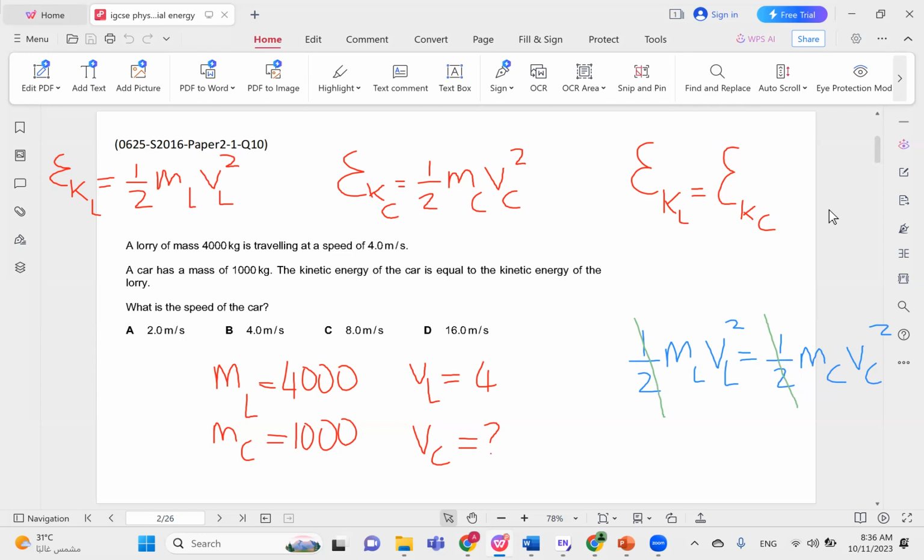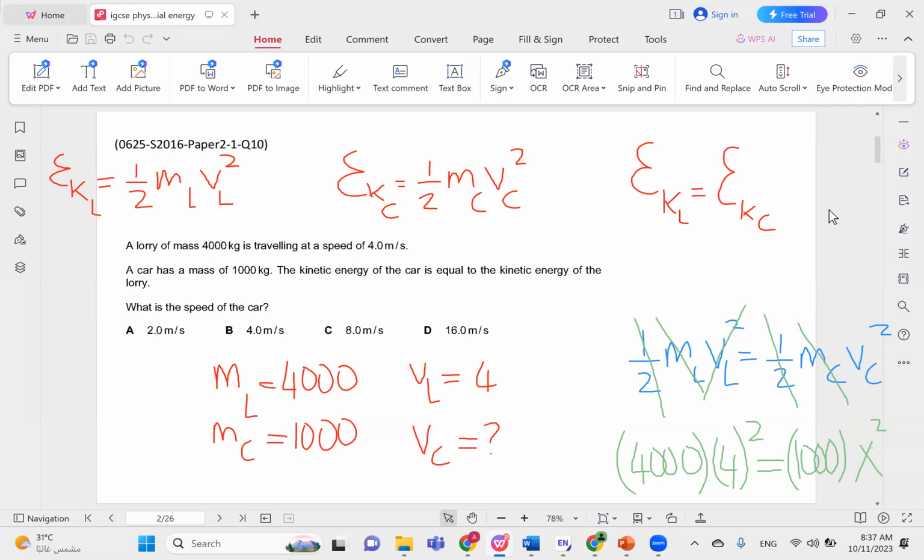Now let's begin substituting. So instead of ml, I'm going to write 4,000. Instead of VL squared, I'm going to write 4 squared. And this is equal to 1,000 times VC squared, which I don't know. I can either write VC squared or I can write X squared or whatever. This is my unknown, which I'm trying to figure out.